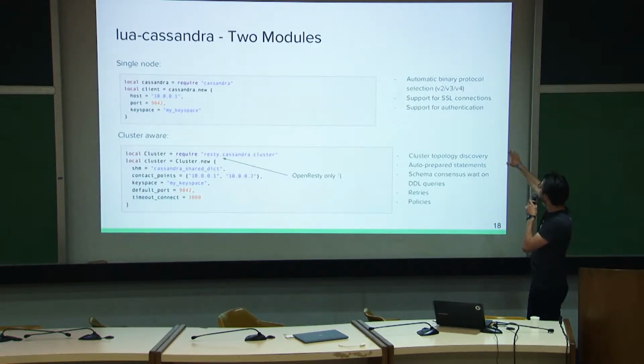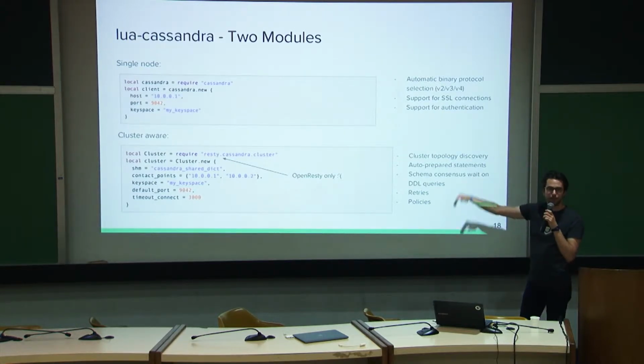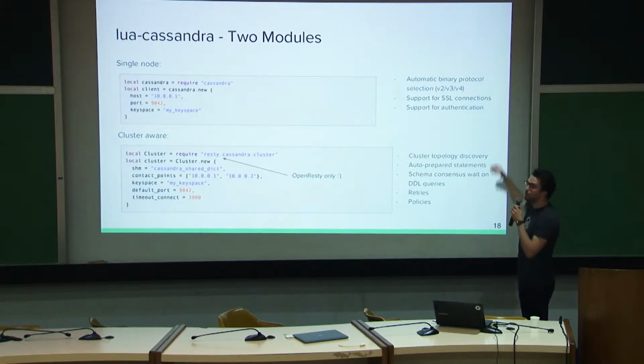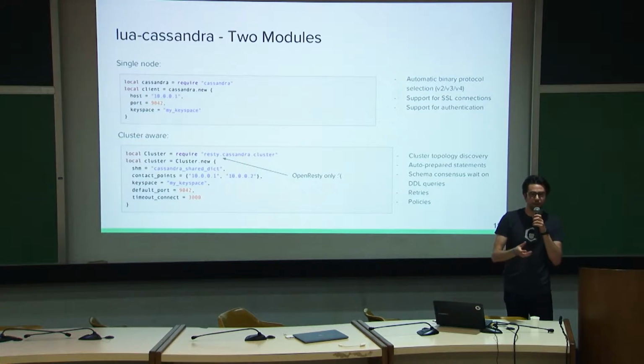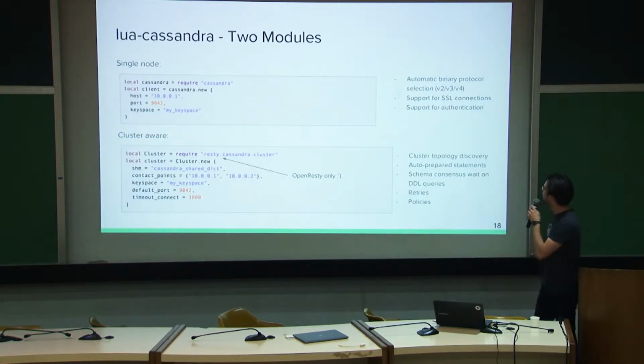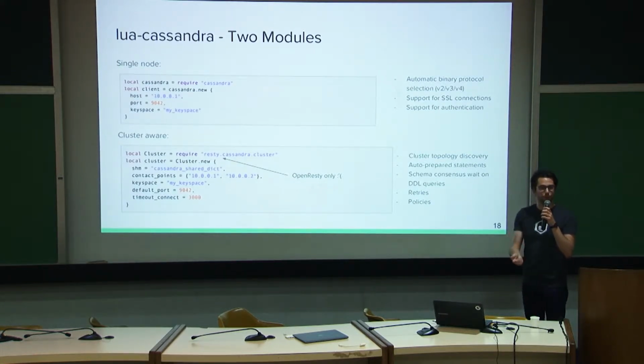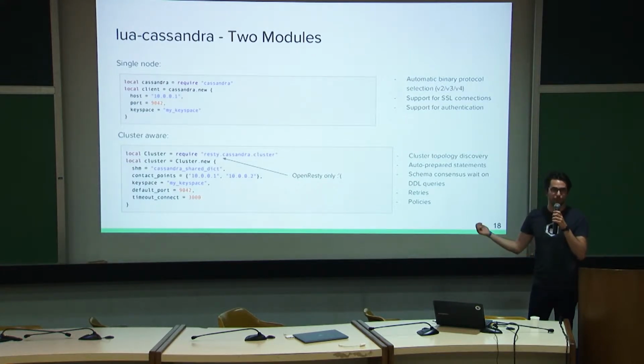We have automatic binary protocol selection between V4, V3, and V2 as fallbacks. So if you use Cassandra 3, you can directly use protocol V4, which has some more powerful features. You can tune the consistency slightly better for some queries. You have support for SSL connections and authentication, which is a big plus. So if you want to go to production with such a driver, because you have a Lua project that needs it, you probably want encryption and authentication.